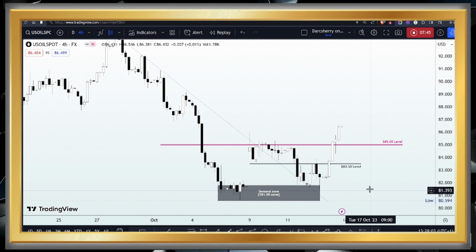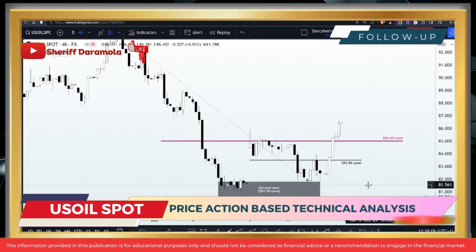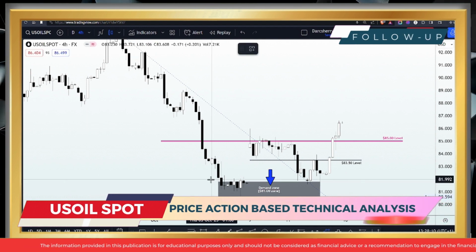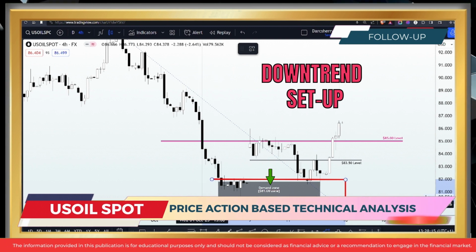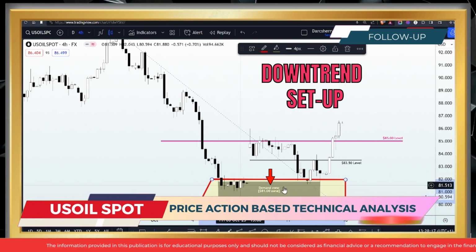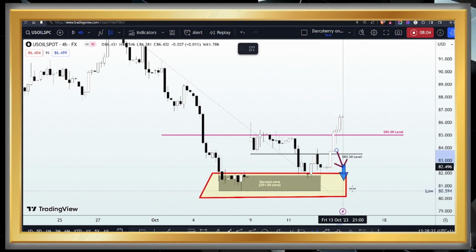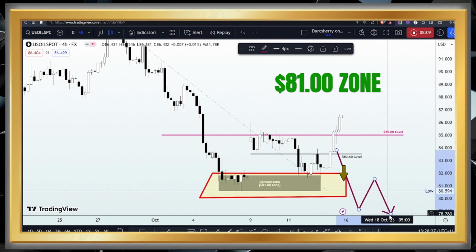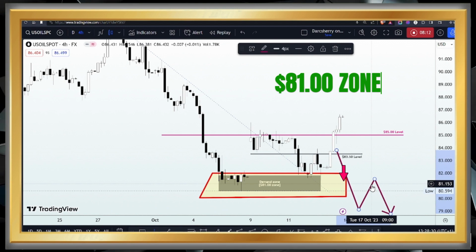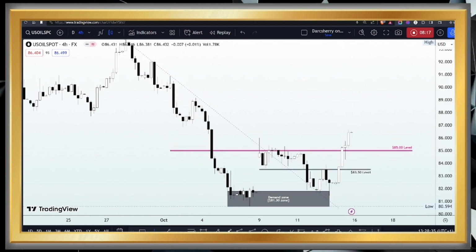However, if we are going to be considering selling the US oil spot this week, I would rather want to see price take out this demand zone, that is, take out all the buy positions here, to give me confidence of changing my bias from bullish to bearish. So to sell here, I would need price to take out all the buy positions, and retest structures right below the $81 area to join the bearish move. So this is my view here on the US oil spot going into the new week.